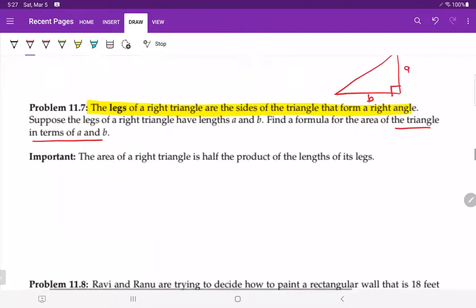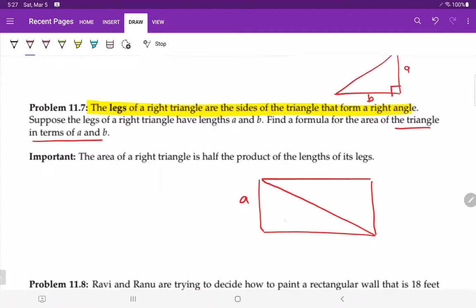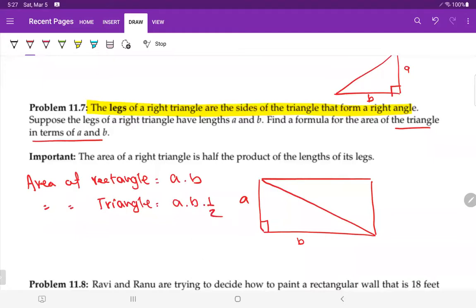Yes, basically if you have a rectangle, and this is A, this is B, we know that this is a right angle, right? We know the area of the rectangle is equal to A times B. So the area of the triangle here is going to be half of AB. So that's why we come up with the formula. The formula for the area of the triangle is just half times the two legs, if you have a right-angled triangle, and the two legs form 90 degrees. This is very important.